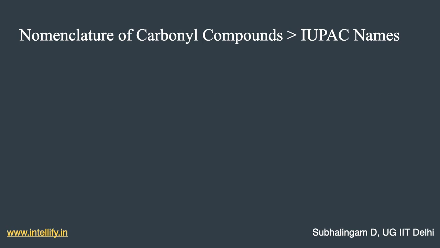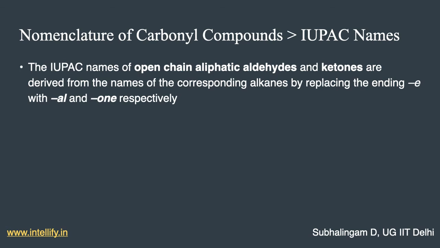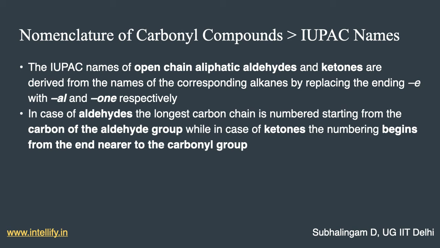Now let's look at IUPAC names. That is very important. The IUPAC names of open chain aliphatic aldehydes and ketones are derived from the names of the corresponding alkanes by replacing the ending 'e' with 'al' and 'one' respectively. So we use 'al' for aldehydes and 'one' for ketones, and we remove the 'e'. In the case of aldehydes, the longest carbon chain is numbered starting from the carbon of the aldehyde group, while in the case of ketones, the numbering begins from the end nearer to the carbonyl group.